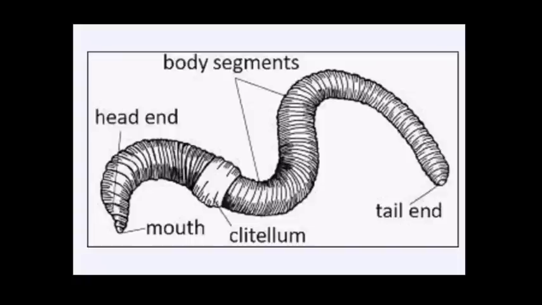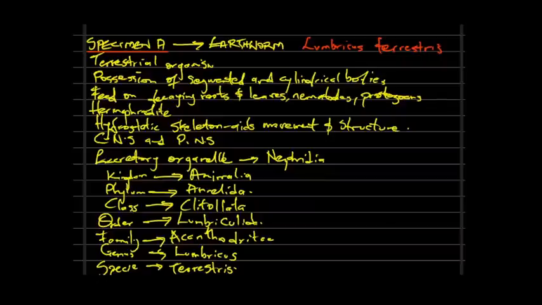If you look, this is a diagram showing its labeling. We have the head end, we have the mouth here. This part here is called the clitellum. All earthworms have it. Then we can see the segmented body that is literally shown, and here we have the tail end. So that is what the diagram of the earthworm looks like.